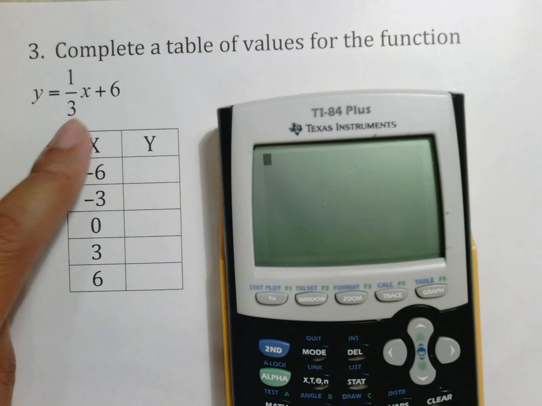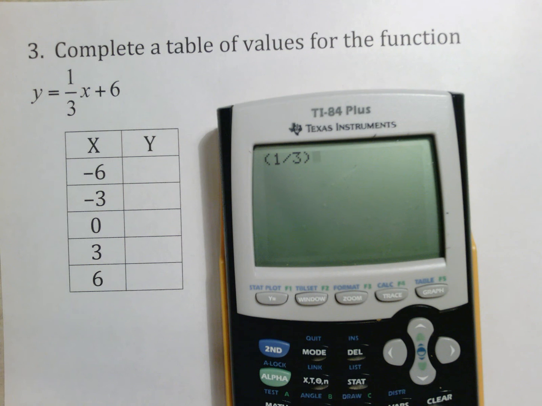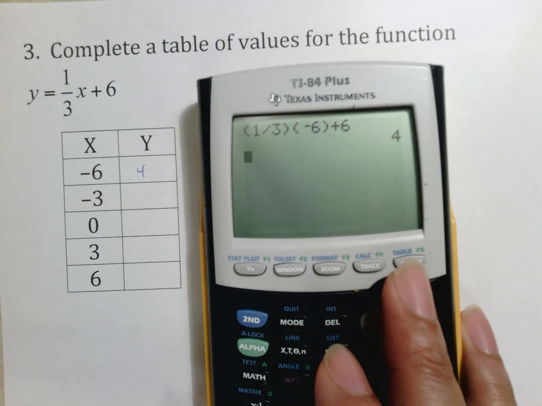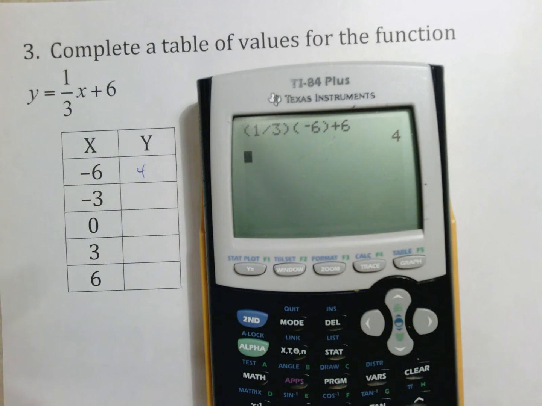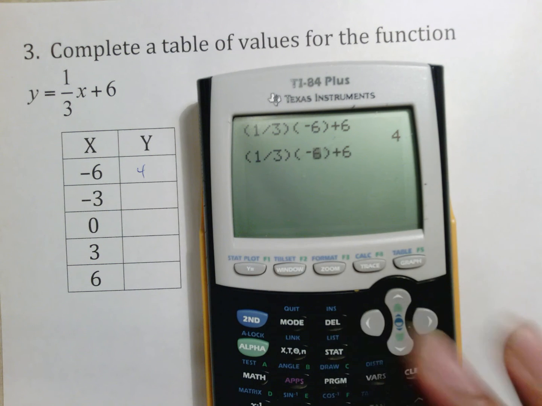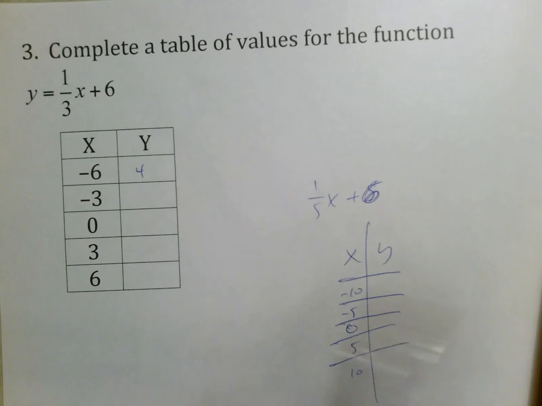you always want to make sure that whenever you have a fraction that you put that fraction into parentheses. So parentheses 1 divided by 3. X turns into -6, so parentheses -6 plus 6 gives me the answer of 4. Again, I don't want to have to type all that in, and this is the reason why I don't want to have to do all that, because that's a lot of buttons to push. Go ahead and turn this -6 into a -3. We get the answer of 5.